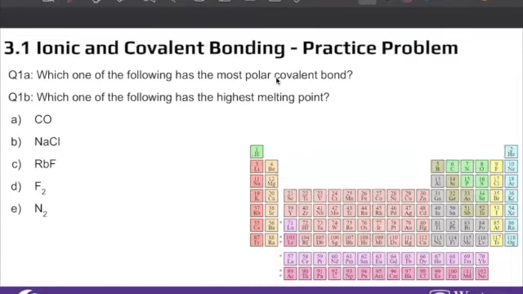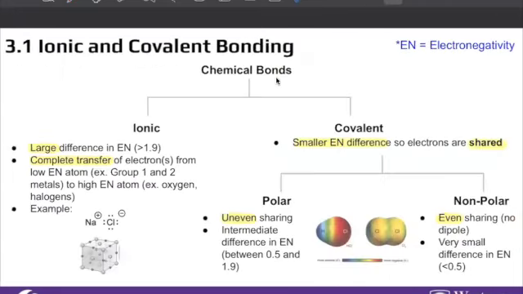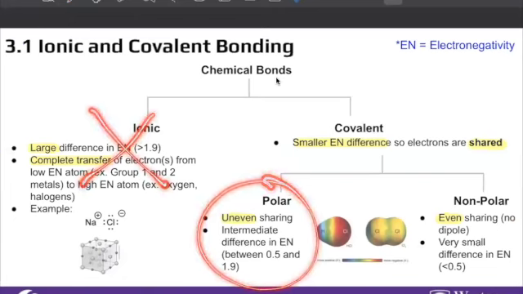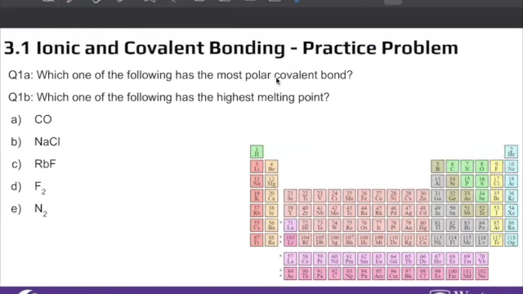Okay, so now moving on to a practice problem. Part A says, which one of the following has the most polar covalent bond? So looking back here, we want polar covalent bonds. So the two categories that we're trying to eliminate are ionic bonds and nonpolar covalent bonds. And so immediately I can eliminate B and C, and that's because I can see that they're ionic.